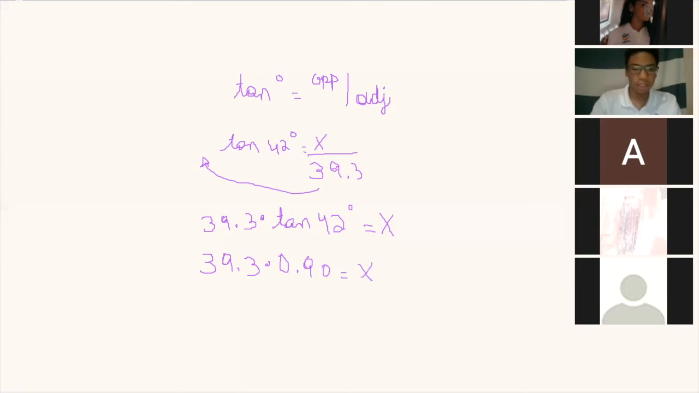And the final step is just to do the multiplication. So 39.3 multiplied by 0.90 is equal to 35.38. So that's the final value of x. In other words, that's the value of the opposite side, which is the measure of the height of the tree.